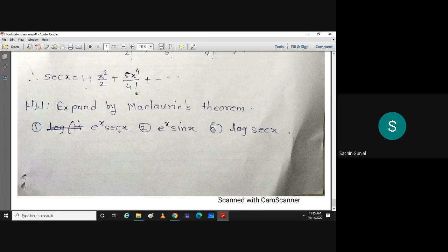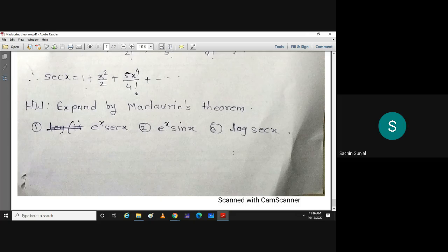Fine. First is clear? Yes, sir. Similarly for the second, you know the standard expansion of e raised to x, then the expansion of sin x. You write down those series and multiply term by term, and find it up to x raised to 5.